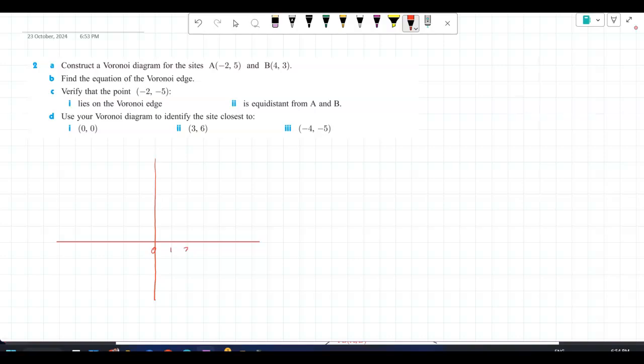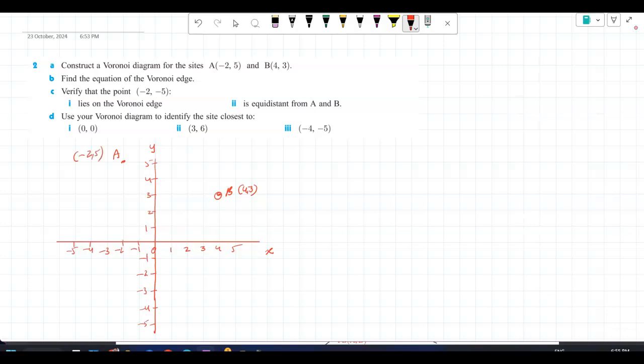So 0, 1, 2, 3, 4, 5, -1, -2, -3, -4, -5 on both the x and y axes, correct? Now -2, 5 is the site, side A. Side B is 4, 3. This is side B, 4, 3.